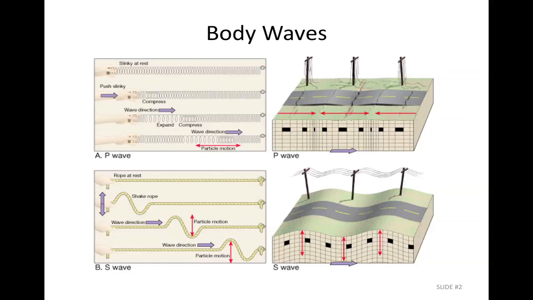The S waves are body waves as well, and they arrive at a seismic station later than the P wave because they travel slower than the P wave. How that travels through the Earth is that it makes the solid Earth move up and down while the wave is traveling forward. So you'll see just like the P wave, the S wave travels forward as well, but makes the rock move up and down instead of expand and contract.